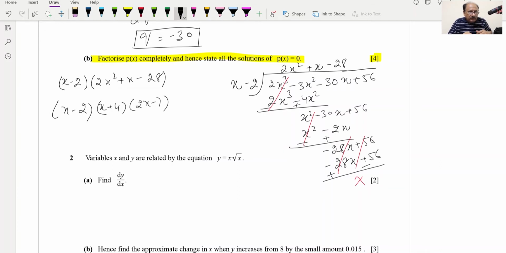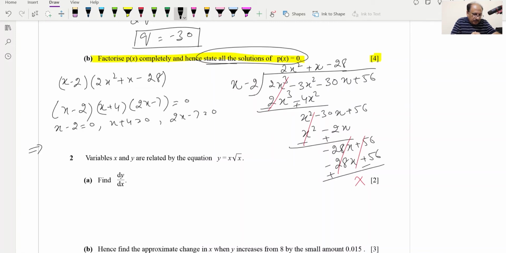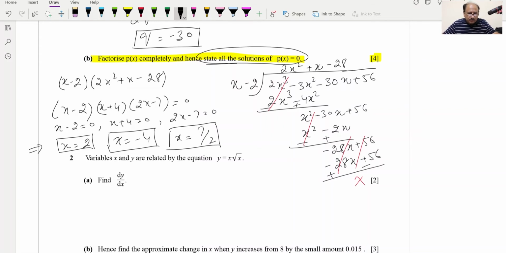Now we can write the values. Factorize p of x completely, and hence state all the solutions of p of x is equal to 0. Now if this is equal to 0, this implies x minus 2 is equal to 0, x plus 4 is equal to 0, and 2x minus 7 is equal to 0. So this implies x is equal to 2 is one value, x is equal to minus 4 is another value, and x is equal to 7 by 2 will be the third value. These will be the three values which we found.